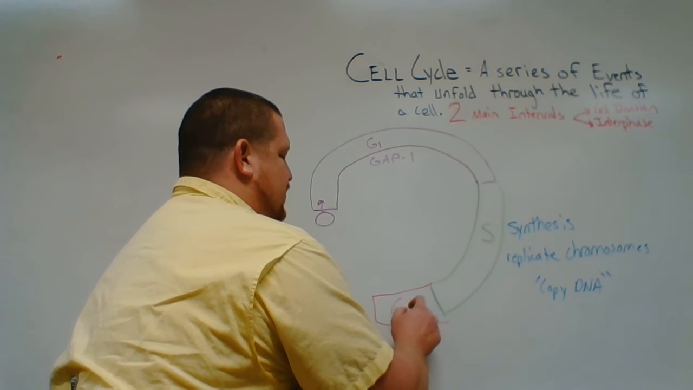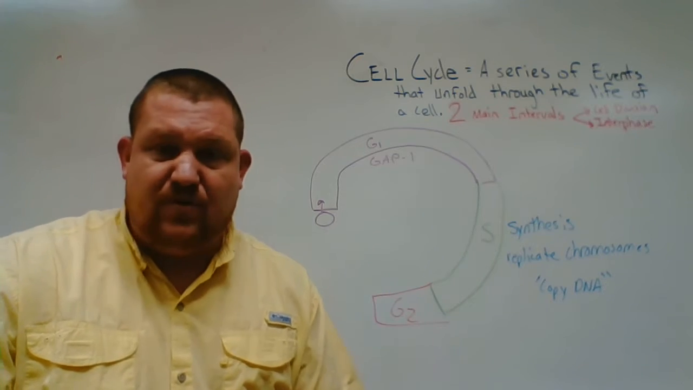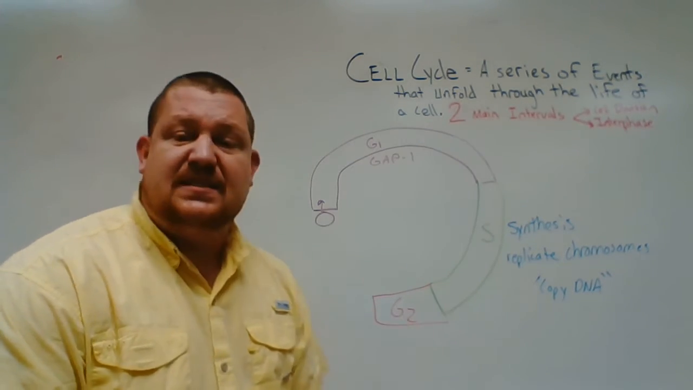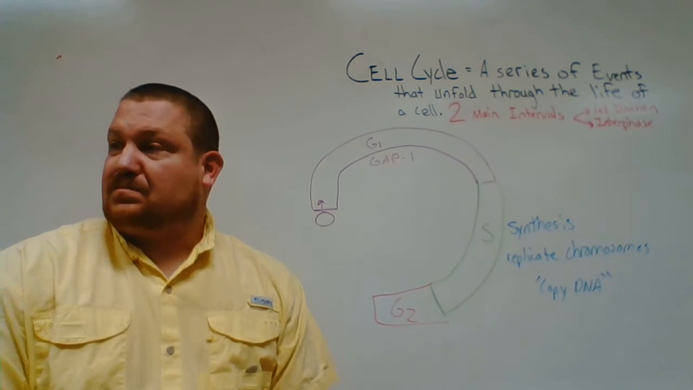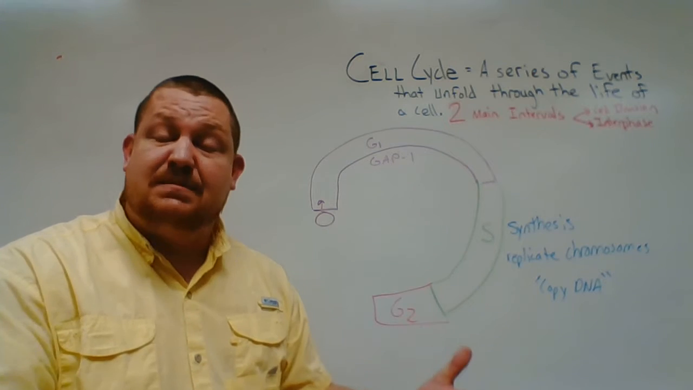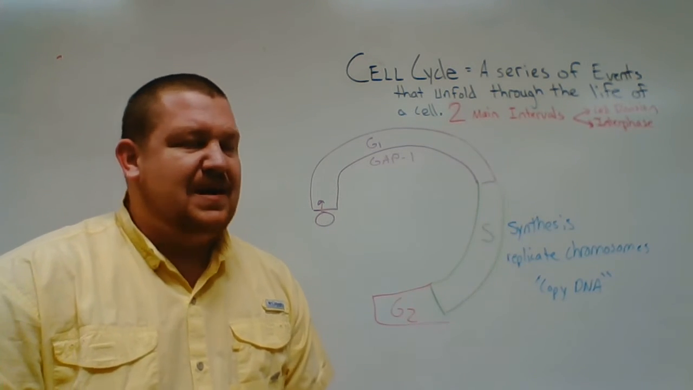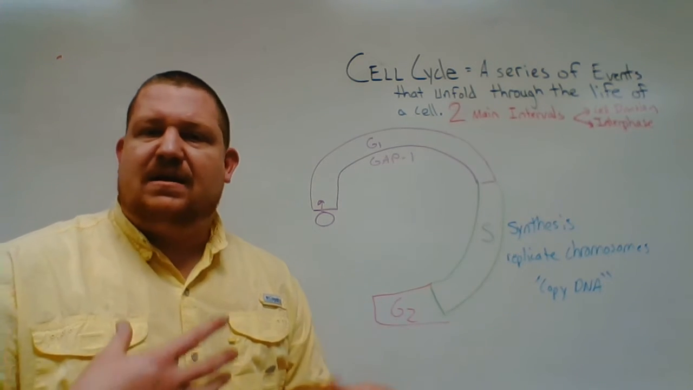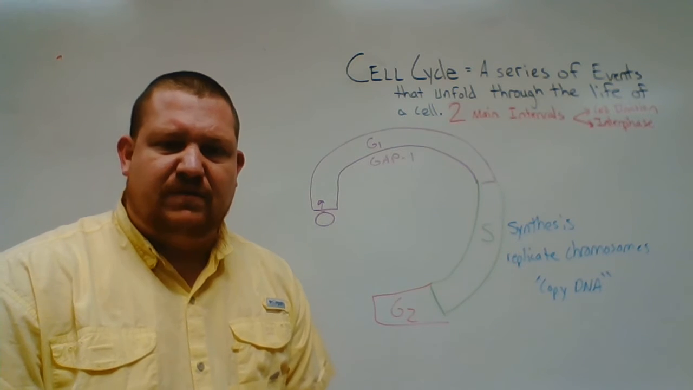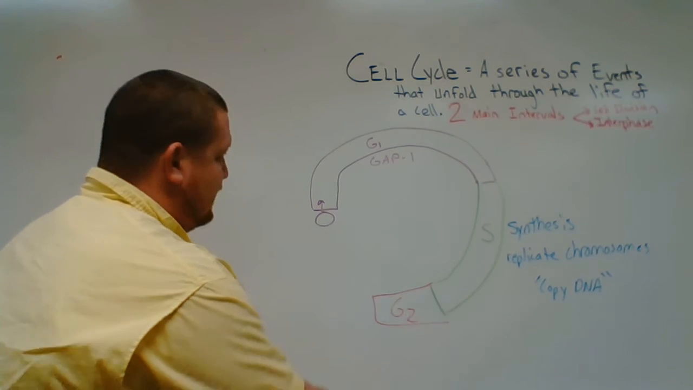Next we have our G2 period. This is gap 2, growth 2, whatever you want to call it. This is a little shorter period than G1 or synthesis. This is our final preparation before we divide to make new cells. We're going to grow a little bit, but not much. Primarily, we're going to be copying organelles and making sure everything is ready and has copies for cell division. Then we're going to enter cell division.